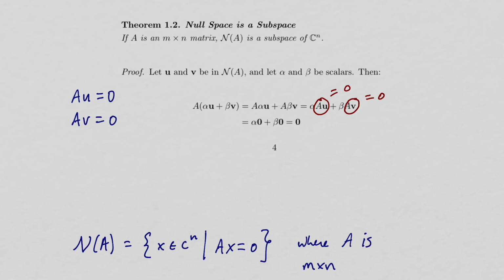Okay, so what does that tell us? Well, it tells us that A times this linear combination is 0. Well, that means it's in the null space. So this linear combination is in the null space, and the null space is therefore closed under vector addition and scalar multiplication and is a subspace.